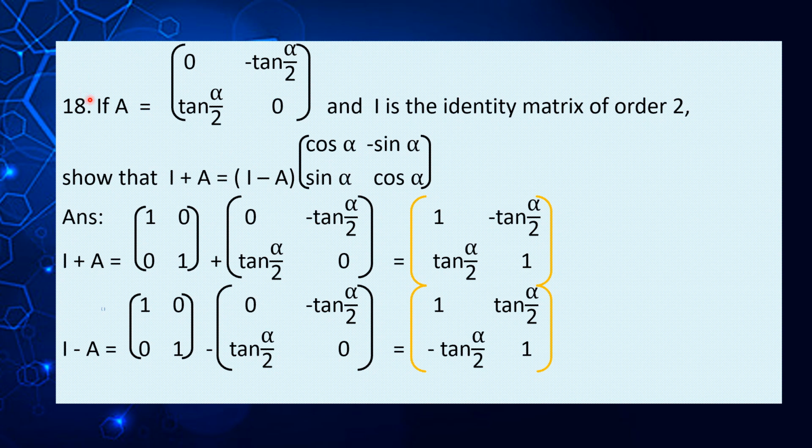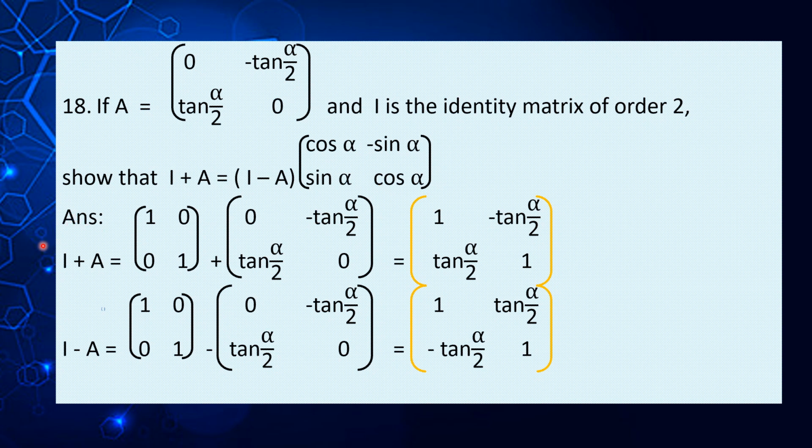18th question. If A is equal to 0, minus tan alpha by 2, tan alpha by 2, 0, and I is the identity matrix of order 2, show that I plus A is equal to I minus A into cos alpha, minus sin alpha, sin alpha, cos alpha.